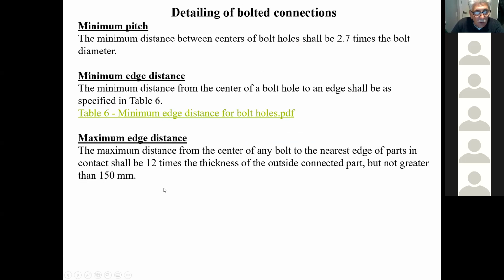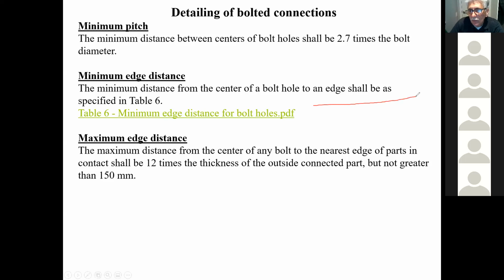Now, just so that you guys appreciate the difference between edge and maximum end distance, let me draw something here for you so you can see it. This could be an angle, it can be anything.